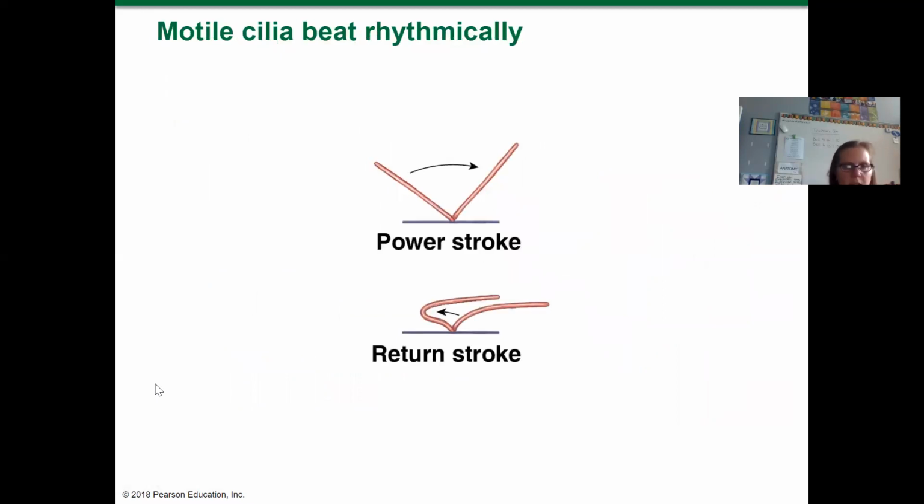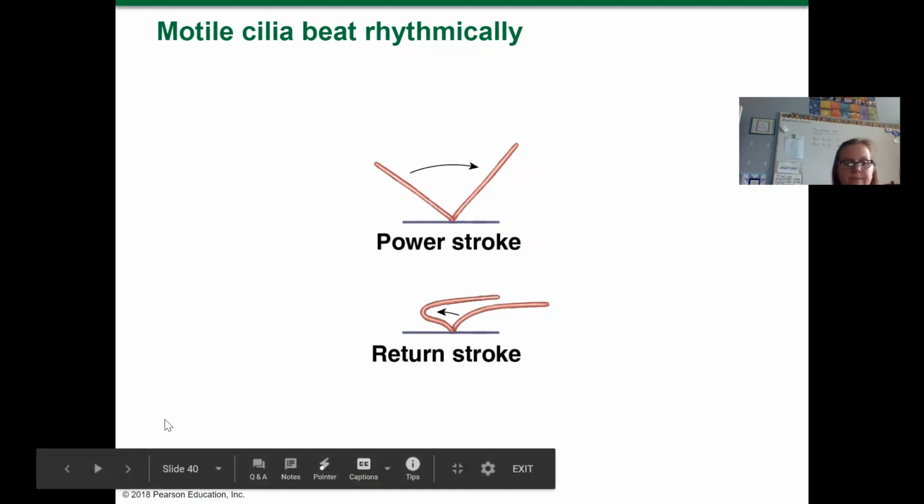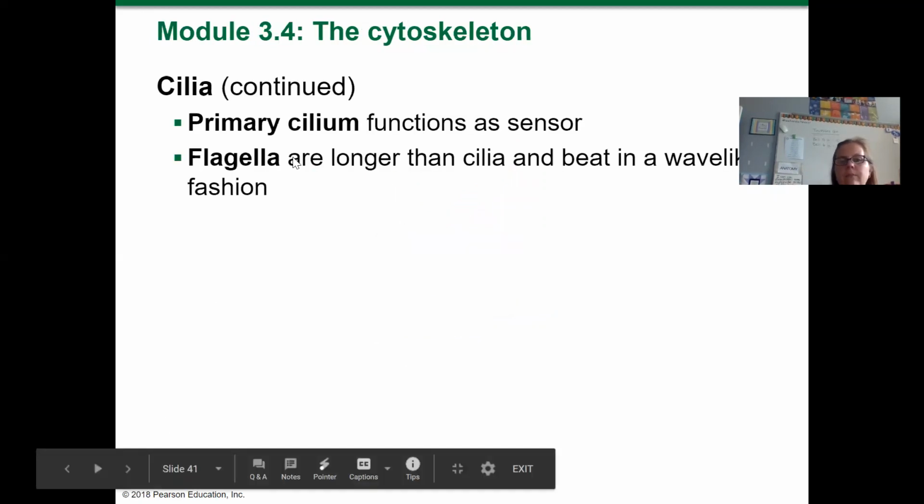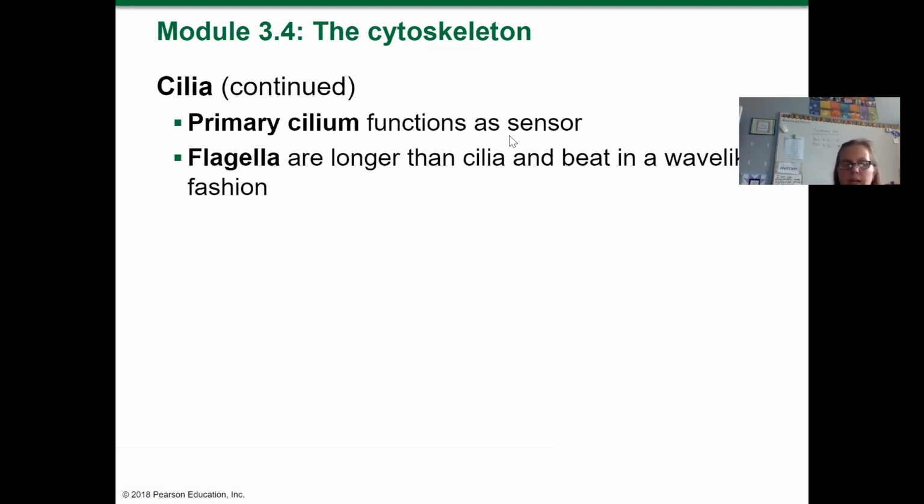Motile cilia beat rhythmically. They actually beat in a motion which is regulated and coordinated, so that the cilia beat in a synchronized way, for example in the respiratory tract, to move that stuff out of the lungs. Primary cilium, that is a sensor, versus flagella. They are longer than cilia and beat in a wave-like fashion, and I guess there's really only one kind of human cell that has a flagella, sperm cell.